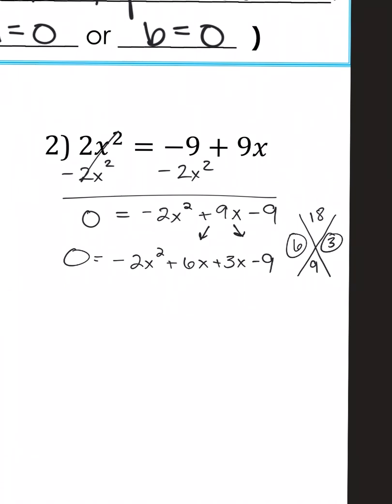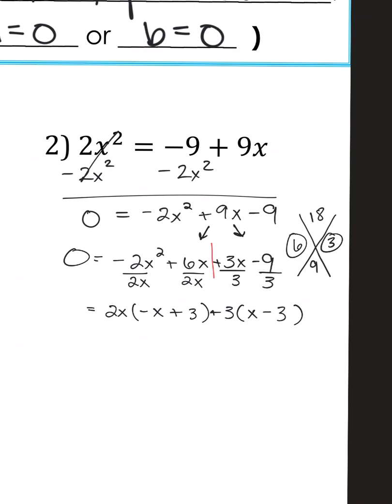When I factor by grouping, I'm going to draw a line down the middle, and I'm going to factor my GCF out of each side. On the left over here, both of these can be divided by 2x. So I end up with 2x in front. In parentheses, when I divide this, I'll have negative x plus 3. On the other side, these can both be divided by 3. So I put my positive 3 out in front, and when I divide this, 3x divided by 3 is x, negative 9 divided by 3, it's not negative 9, it's negative 3.